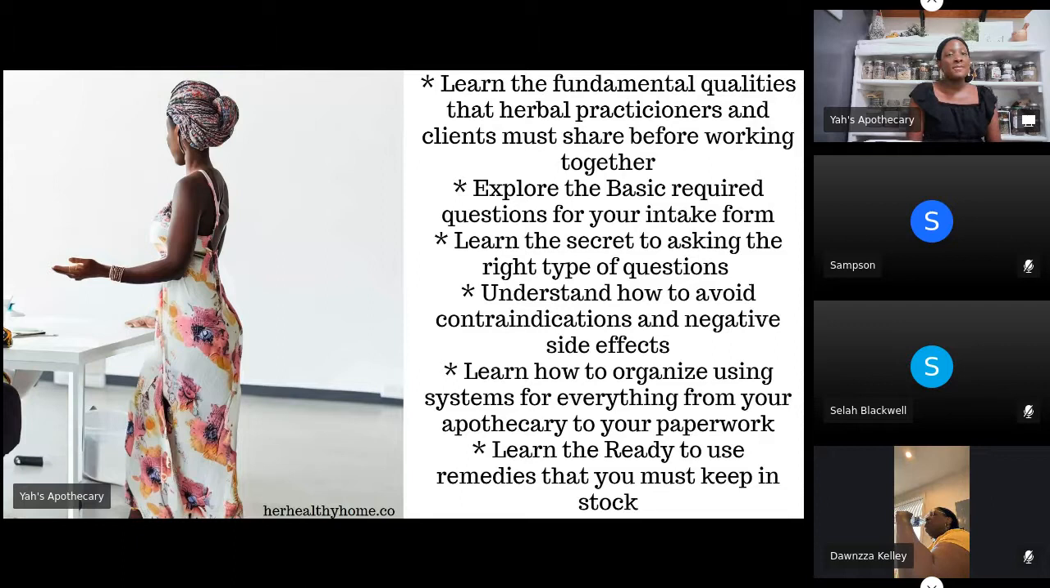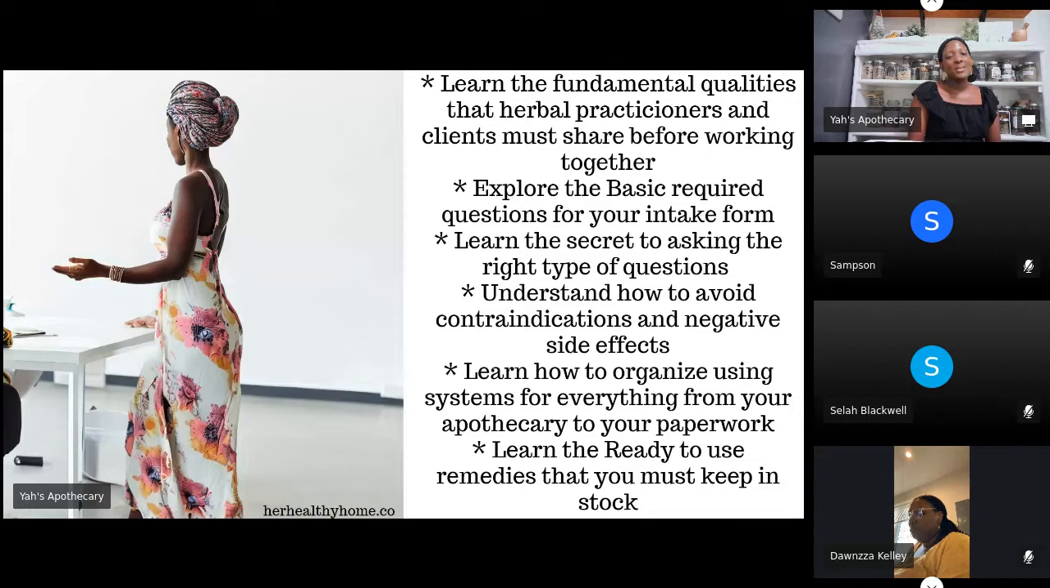So we're going to learn the fundamental qualities that we as herbal practitioners and our clients should also have before we work together. Also, we want to explore the basics that you need to have on your intake form. You want to learn also the secrets to making sure you're asking the right types of questions. We want to also understand how we can avoid contraindications or negative side effects. And we want to learn also how we're going to organize our apothecary and our paperwork, all of that.